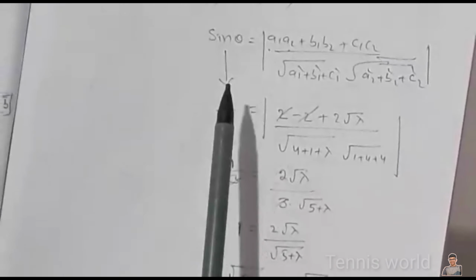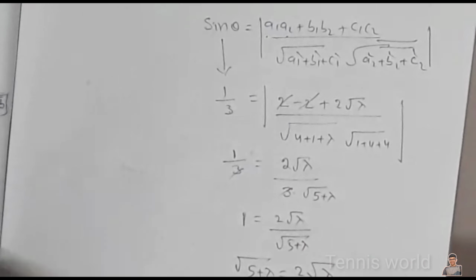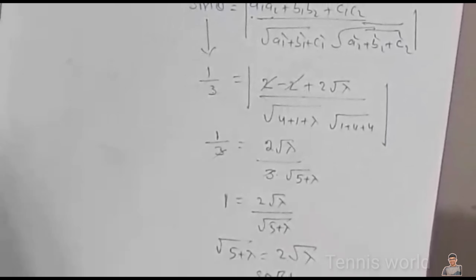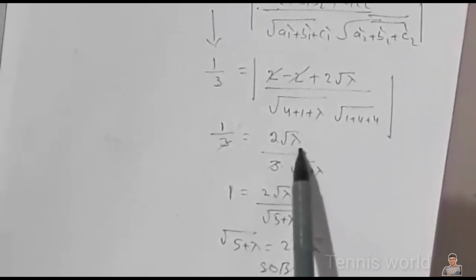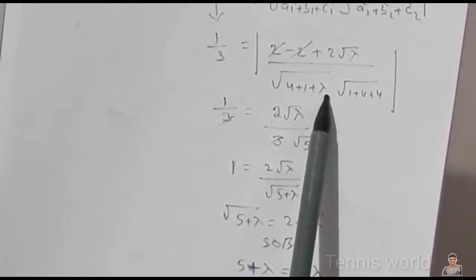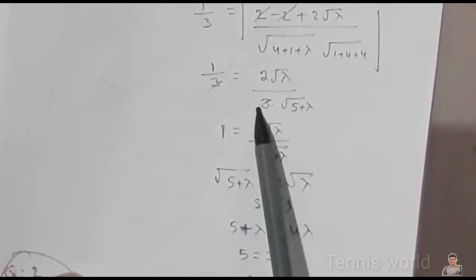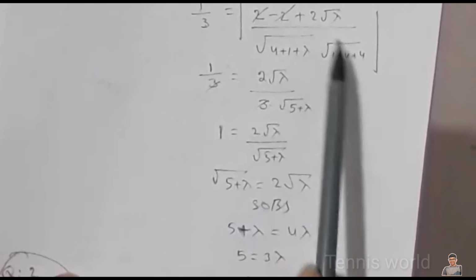In the statement, the sin theta value is already given as 1 by 3, so in place of sin theta, write 1 by 3. When you substitute all the values in this step, plus 2 and minus 2 get cancelled, and you get 2 into root lambda. The denominator has 1 plus 4 plus 4, so root 9, which is 3. Then this will be root of 5 plus lambda.